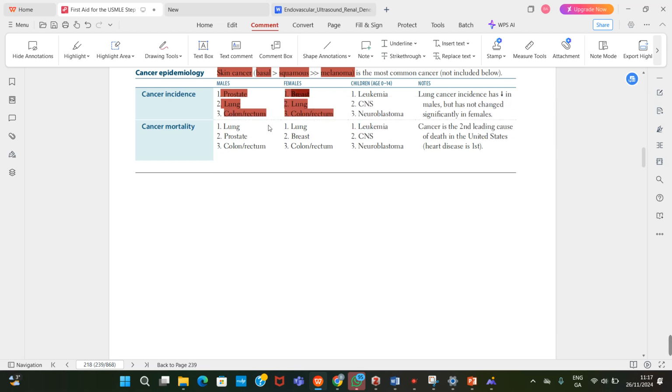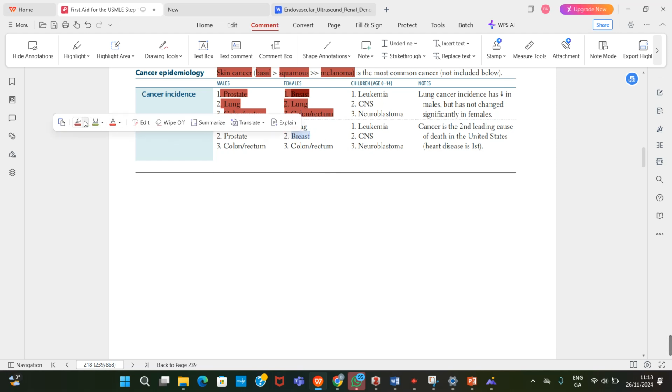That is that. Then for mortality, you just do a reverse. So lung is the number one killer. Lung is a bad killer. So lung comes first, then you change it. Prostate comes second, then colorectal. Breast comes second, and colorectal. Breast is always second. Most of the time, breast will be second.